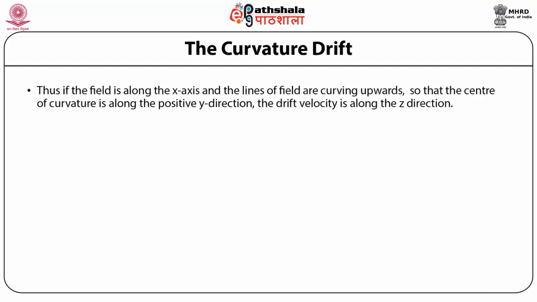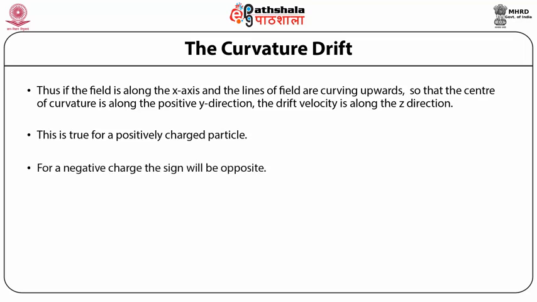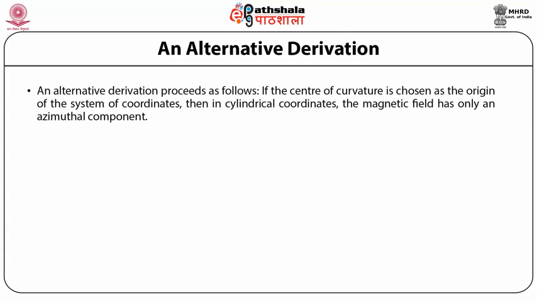Thus, if the field is along the x-axis and the lines of the field are curving upwards so that the center of curvature is along the positive y direction, the drift velocity is along the z direction. This is true for a positively charged particle. For a negatively charged particle, the sign will be opposite because of the factor omega_b. And the direction of the drift is independent of the sign of V parallel since it depends on the square of the velocity. An alternative derivation proceeds as follows.